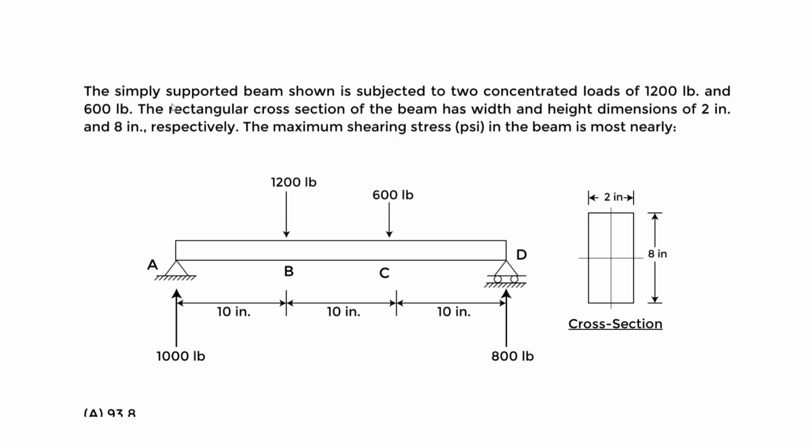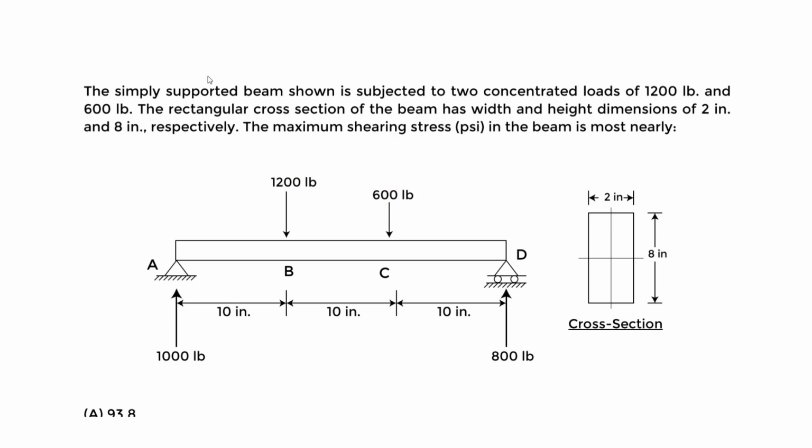The rectangular cross-section of the beam has a width and height dimensions of 2 inches and 8 inches respectively. The maximum shear stress in PSI in the beam is most nearly what? So what we're given is a simply supported beam, meaning it has a pin on one end and a roller on the other end, subjected to two concentrated loads of 1200 and 600.